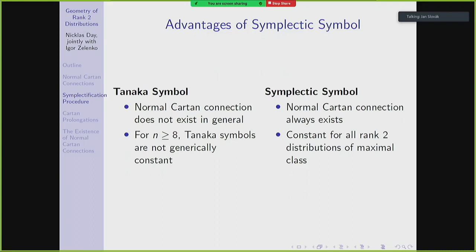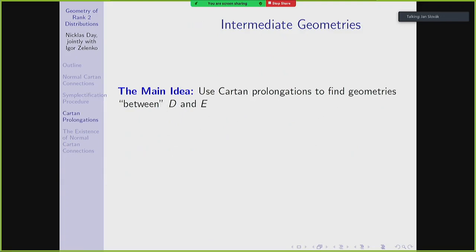On the other hand, the symplectic symbol is constant not just for an individual distribution, but for every distribution, right? So this is sort of much better. Okay, so the main idea that I want to convey and then ask questions about is that this symplectification procedure is the result of iterated Cartan prolongations, okay?